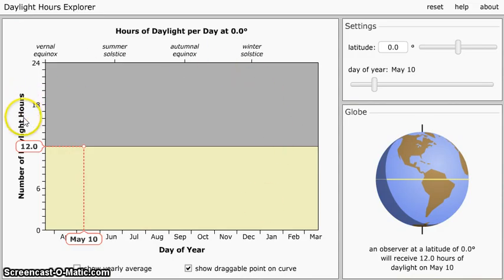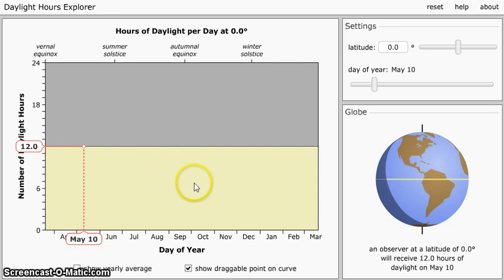On the y-axis, we have the number of daylight hours, and then it's highlighted for whichever date you've picked. And then along the x-axis, we have the day of the year. Over here, we have the latitude, and here we just have a globe depicting where our latitude is that we're dealing with. Okay, the gray area is the portion of your 24 hours that's nighttime. The kind of pale yellow area is the portion of your 24 hours that's daytime.